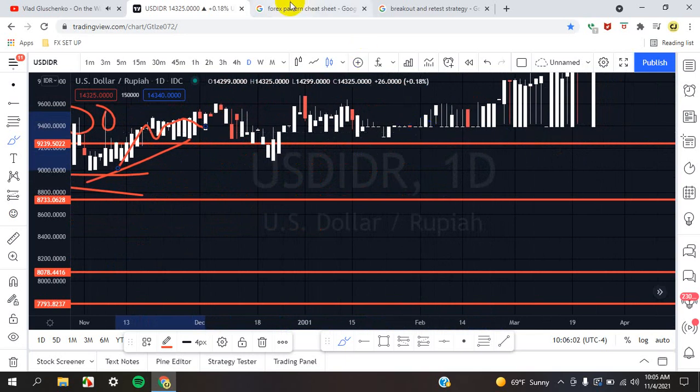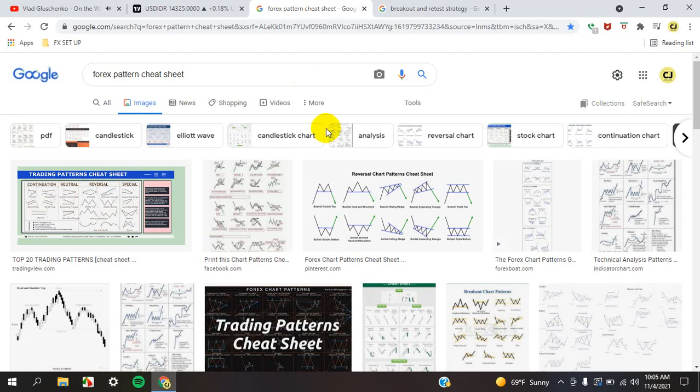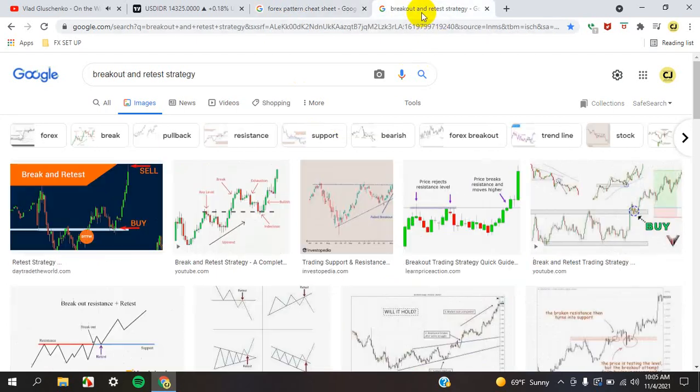Okay, guys, make sure please study the Forex pattern cheat sheet. Very important information. Also, please study the breakdown retest, what happens when the market breaks the area of resistance.